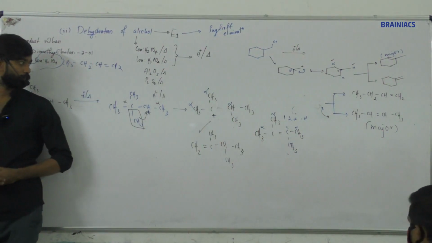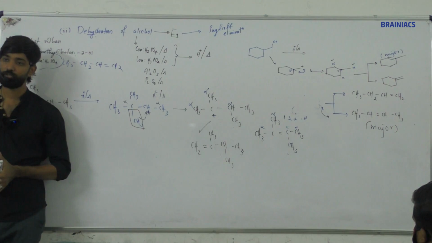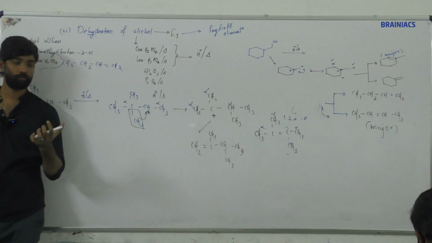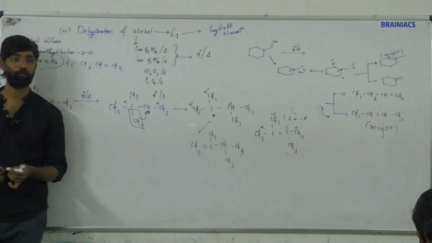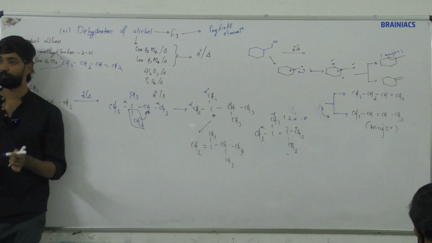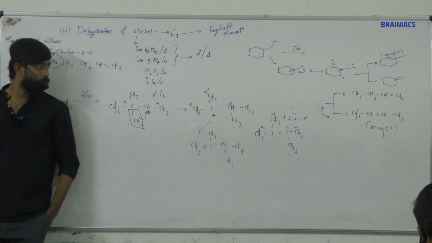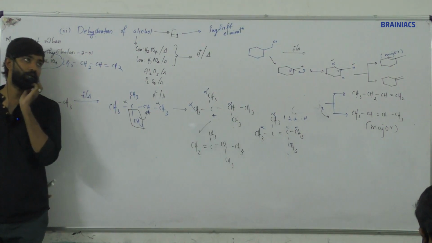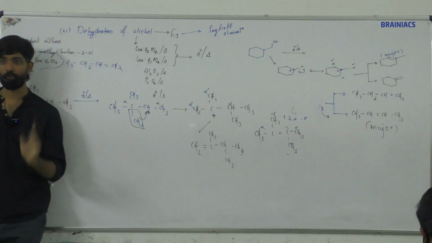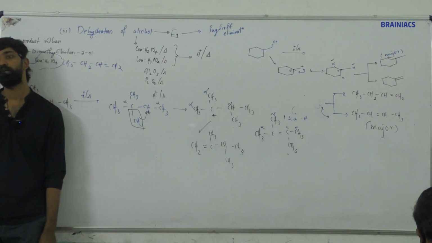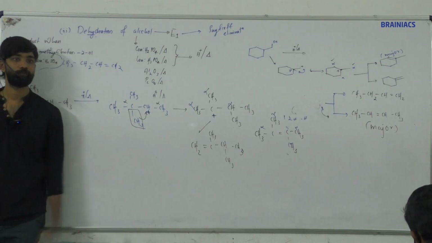So a question may come in this pattern also: which of the following alcohols more easily undergoes dehydration? For that, you have to compare the stability of the initially formed carbocation or the stability of the formed alkene. The alcohol which is easily dehydrated depends on the stability of the initially formed cation or the stability of the formed alkene.